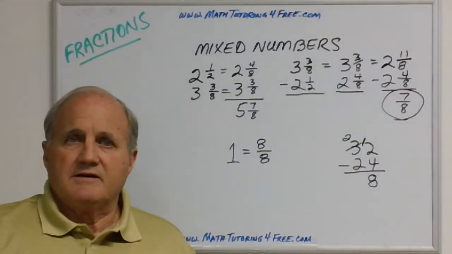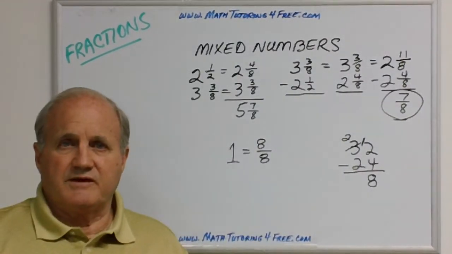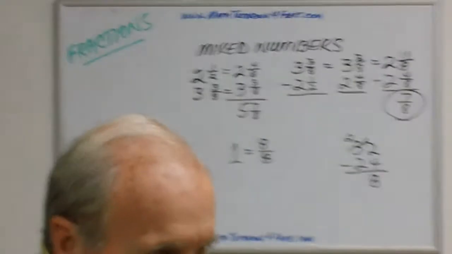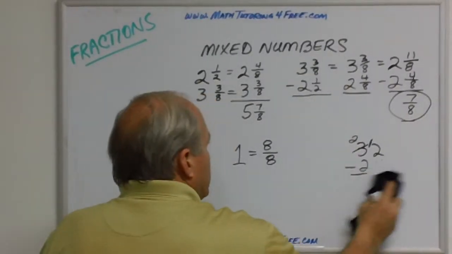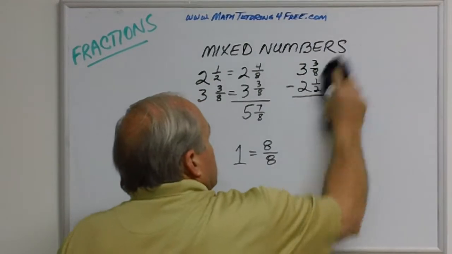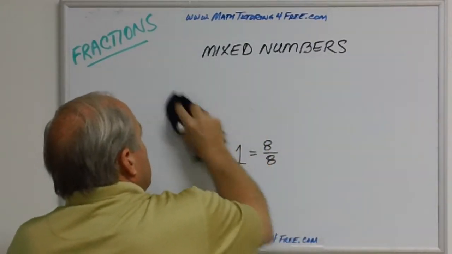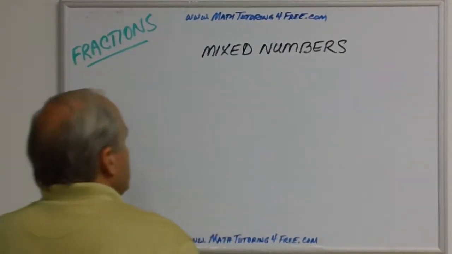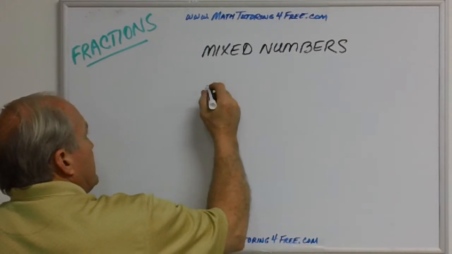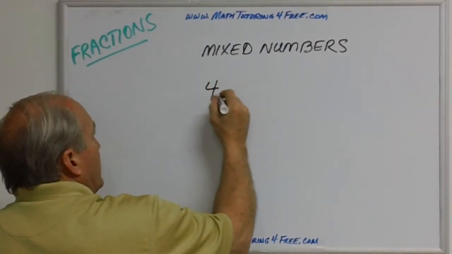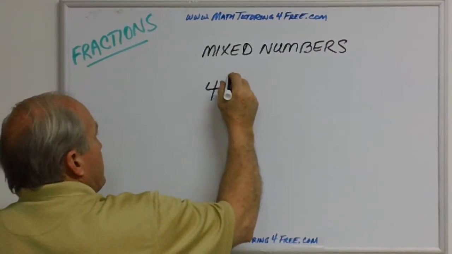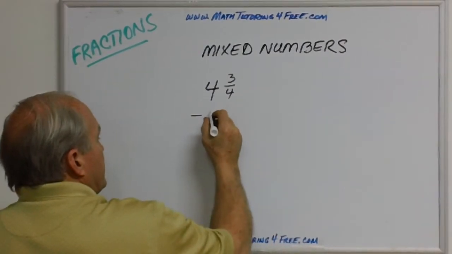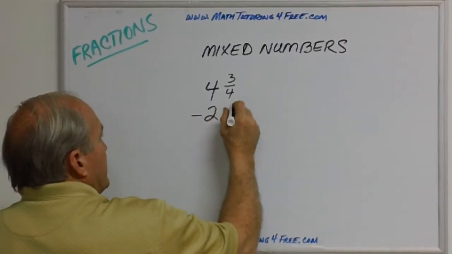That borrowing is something that really causes some problems with the students. So I want to go over that one more time. Let's maybe do something that's a little more difficult. Let's use some numbers. Let's say we have 4 3/4, and from that we want to subtract 2 9/10.